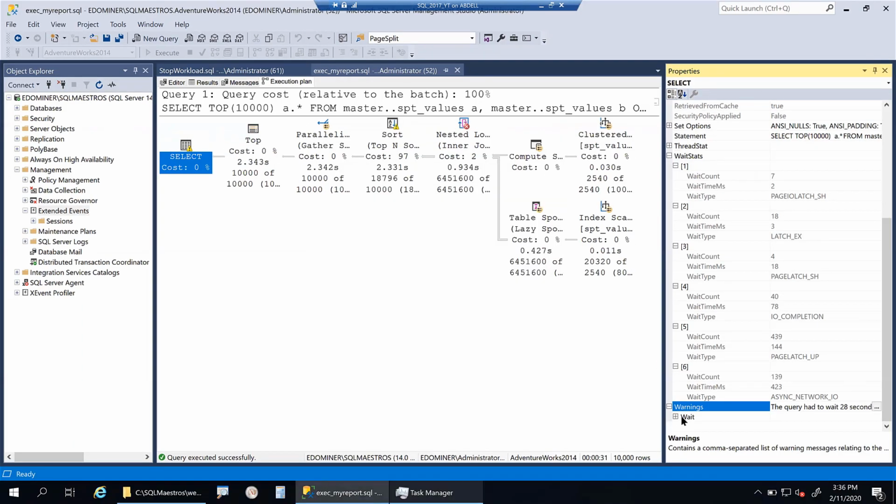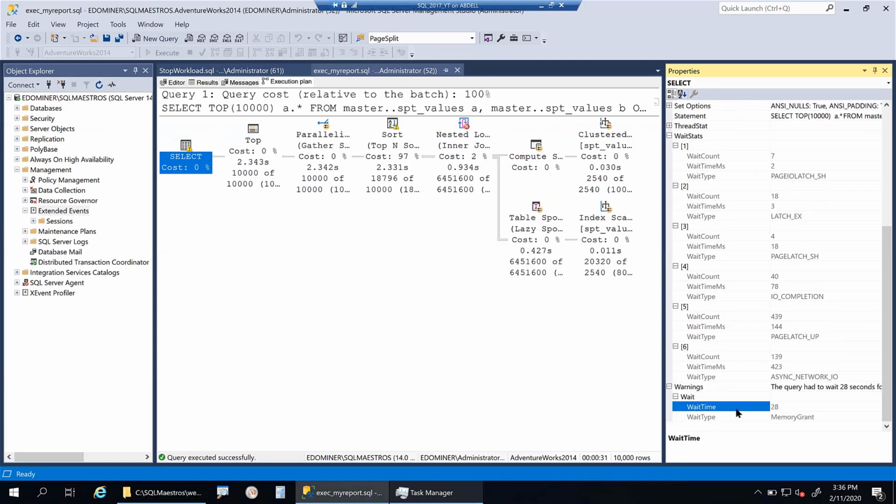Let me close this and let me expand wait. And then I can see, yes, here you can see that wait time was 28 seconds. Friends, remember, here this is wait time and this is wait time MS. MS here stands for milliseconds. And here wait time is in seconds. This is not in milliseconds. This is in seconds. What is the wait type? Wait type is memory grant. Memory grant as a wait type, technically speaking, should be resource semaphore. That is the technical name of the wait type.